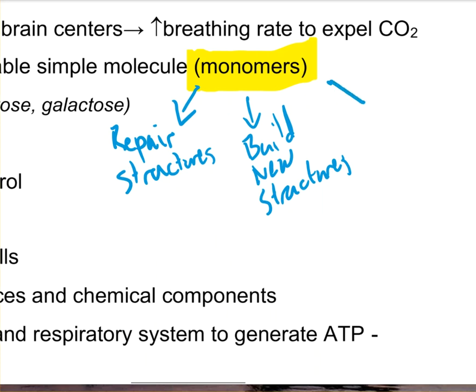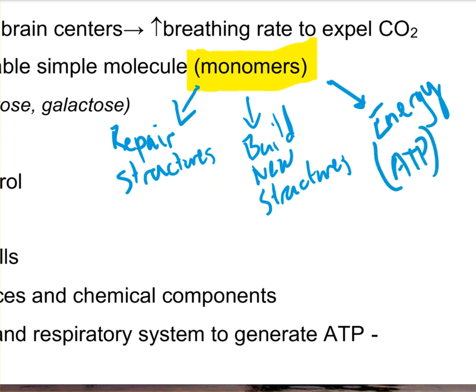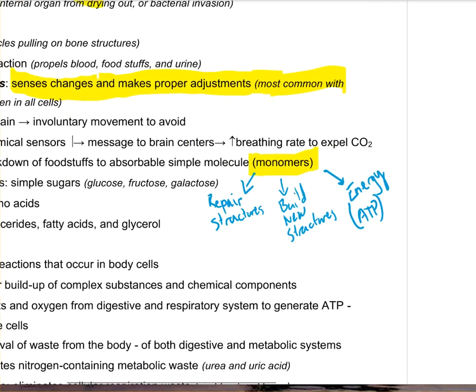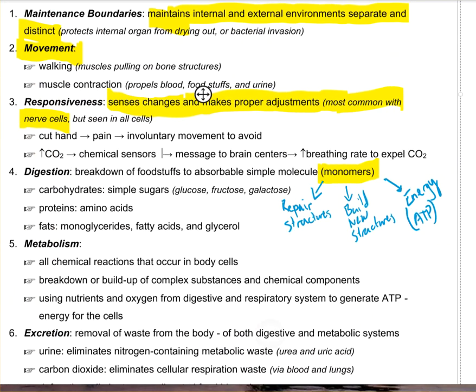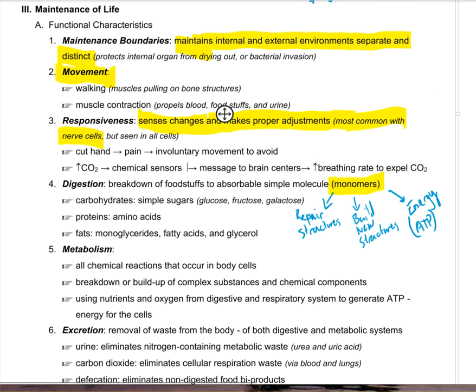And we can use them for energy. And if you remember, the molecule that we really like for energy is ATP. So we need to get these monomers into our body. We need to then use them to either repair structures, build new structures, or to make energy. And here are the simple ones that you remember: carbohydrates, proteins, and fats.